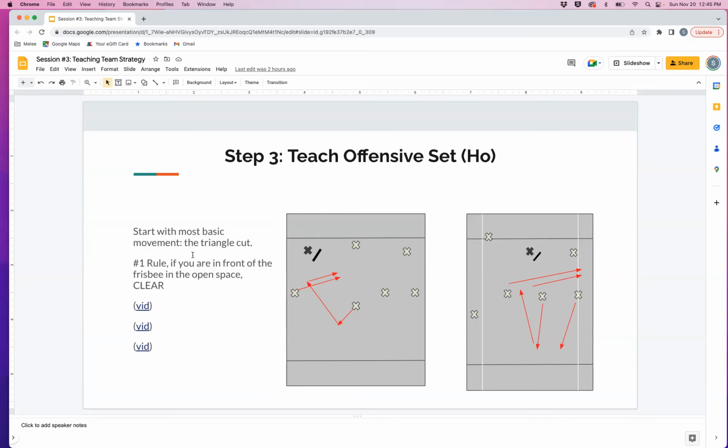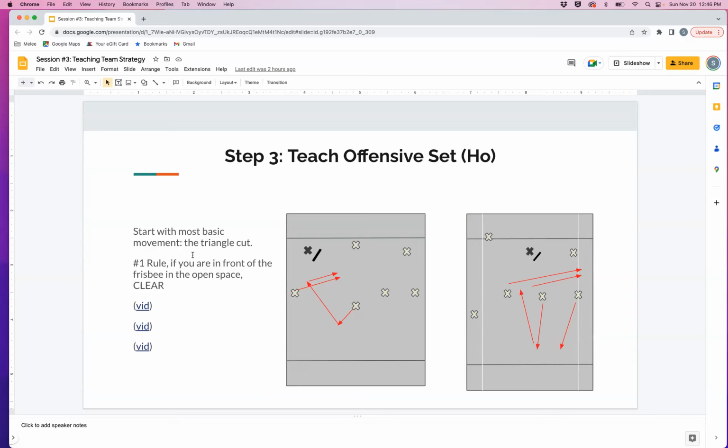When I teach horizontal stack, I try to give people basic principles. There are a lot of scenarios that can happen in a horizontal stack, and it can get very complicated. So it's easier for your players to digest it if you just give them basic principles. So my number 1 principle when I teach a horizontal stack is, if you are in front of the frisbee in the open side, you should clear. Number 1 rule. Okay, and that's something easily digestible that they can remember and implement.